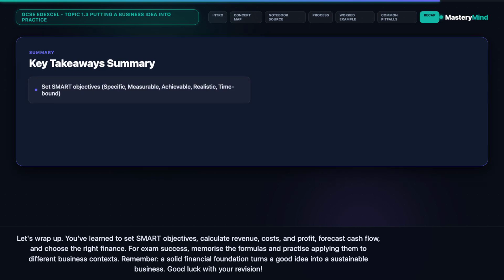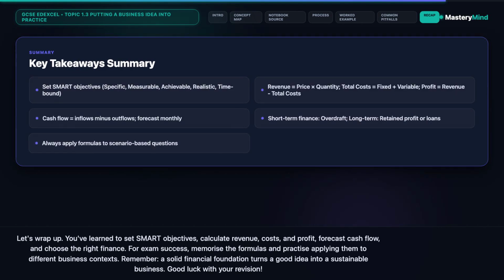Let's wrap up. You've learned to set smart objectives, calculate revenue, costs, and profit, forecast cash flow, and choose the right finance. For exam success, memorize the formulas and practice applying them to different business contexts. Remember, a solid financial foundation turns a good idea into a sustainable business. Good luck with your revision.